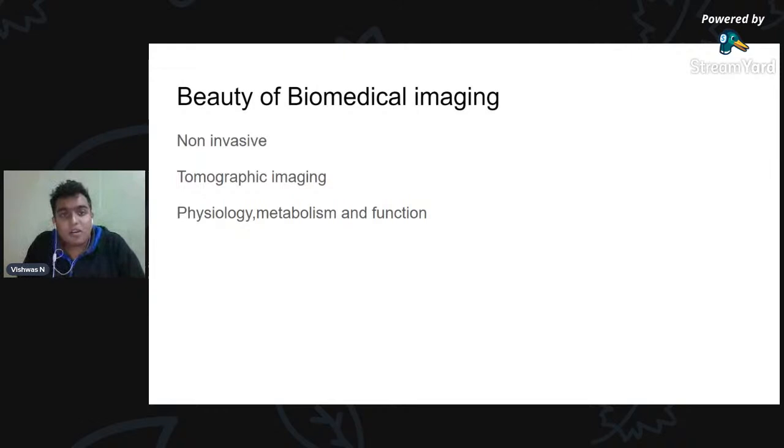Physiological, metabolism, and the function. It does not hinder your actual metabolism which is going on. Of course there is some amount of back radiation which you experience, but at the end of the day it's not making an immense amount of change in your physiology or the metabolism or the normal functioning of your system. So that's where the beauty of biomedical imaging comes into the picture.